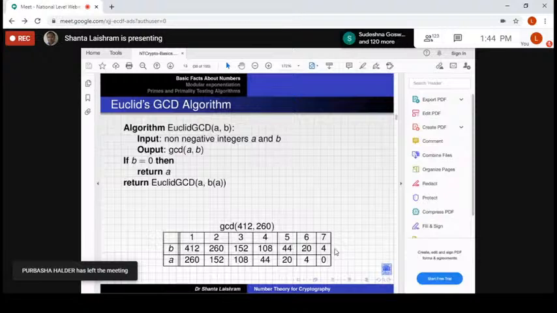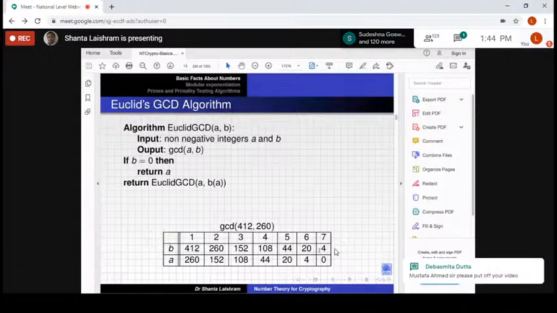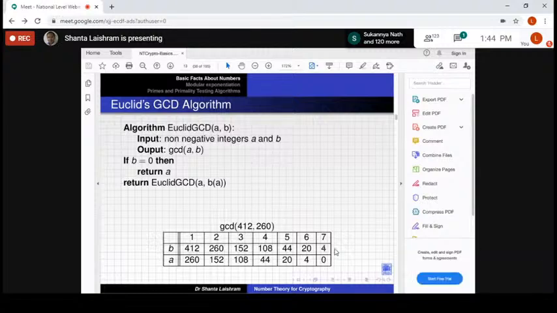So then it becomes the GCD of 20 and 4. Finally, you have the remainder 0. So GCD of 4 and 0. But once 0 is there, you know that GCD is 4. So the GCD of these two numbers is 4. This is how Euclid's GCD algorithm works. It's just a simple idea that you can write any number B as A times Q plus R.